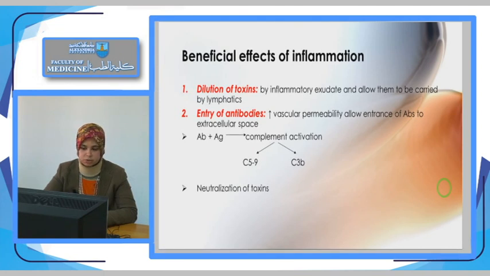In the pathogenesis of acute inflammation, it allows entrance of antibodies to the extracellular space. When antibodies get out, they combine with the antigen producing antigen-antibody complex, leading to complement activation. In the final products there is the membrane attack complex, C5-9, which will lead to killing and degradation of the harmful pathogen. This is a beneficial effect due to complement activation. It will also lead to neutralization of toxins when these antibodies combine with the toxins.